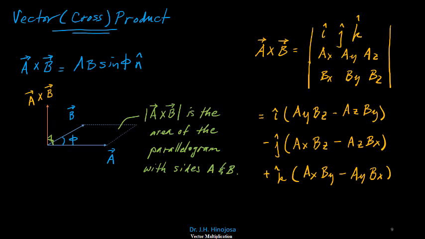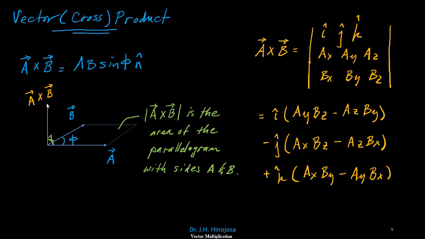Next, we talk about the vector or cross product. The cross product of two vectors A and B, again with the angle between the two being phi, is given by the magnitude of the first times the magnitude of the second times the sine of the angle between the two, pointing in the unit normal direction, where n hat is a unit normal vector. That means it's perpendicular to the plane containing both vectors A and B.